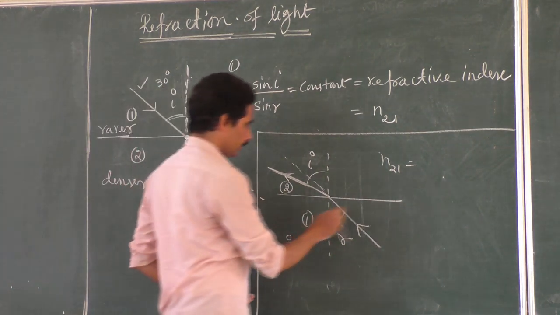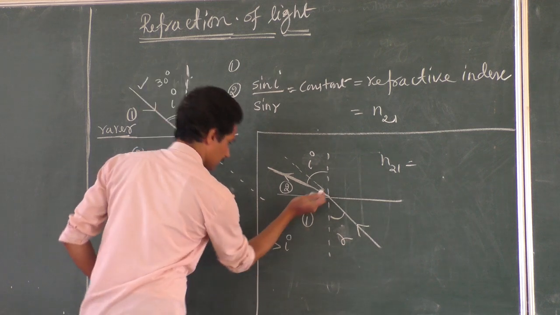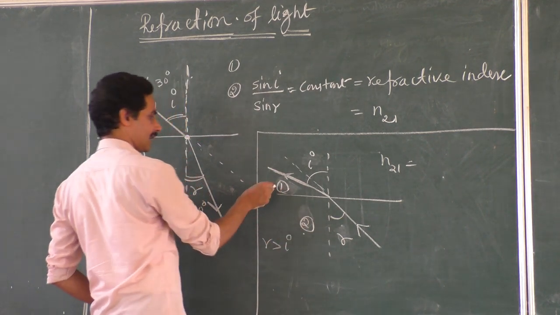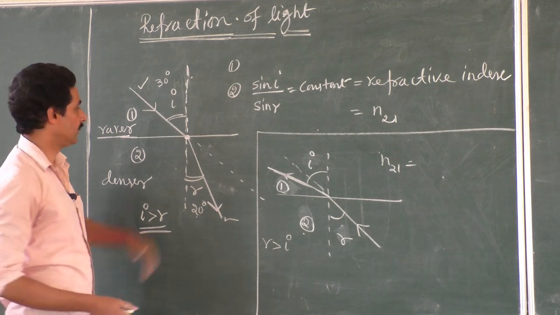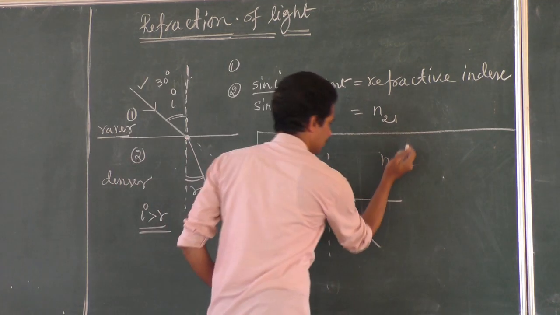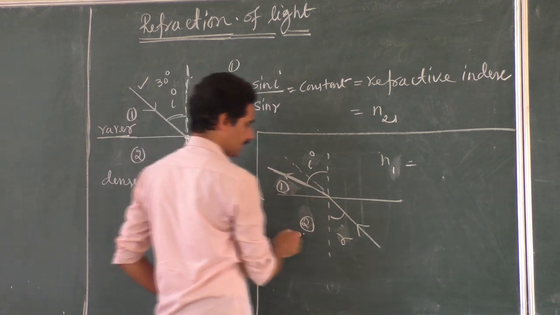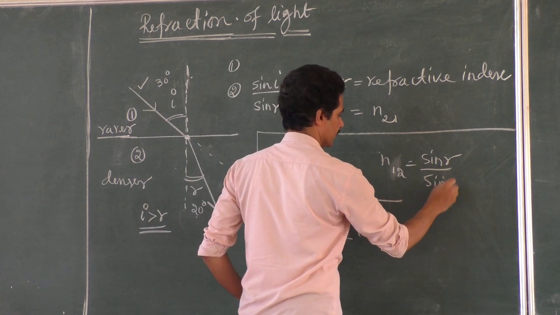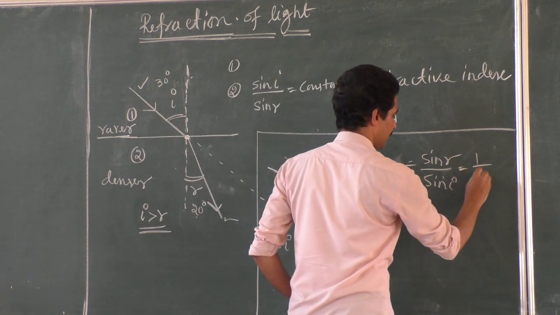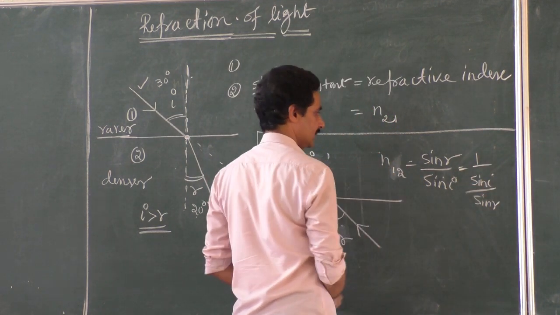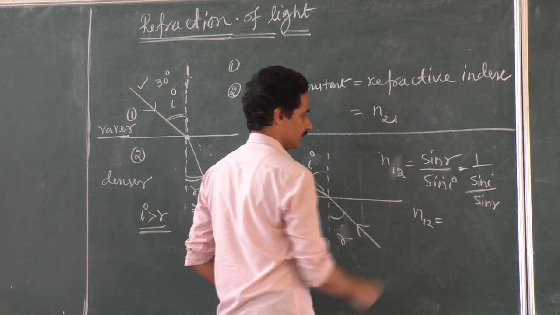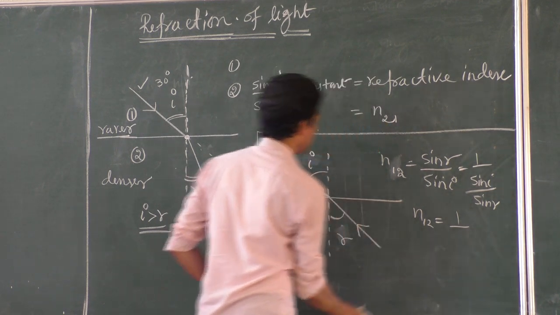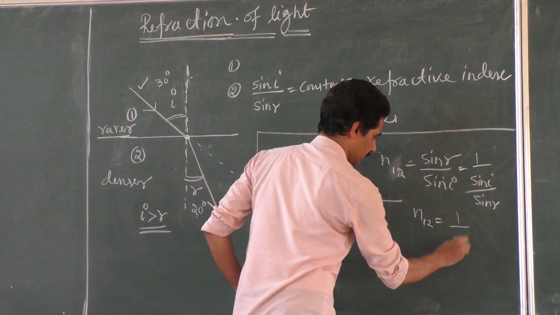So if you use N21, now 21 also has to be changed. This is 2 and this is 1, and now the ray is traveling from denser to rarer medium. It is doing quite the opposite of what it did here. So N21, the refractive index of the second medium with respect to the first medium, is the ratio of sine of the angle of incidence to the sine of the angle of refraction, which is nothing but 1 by sine I by sine R. You know this, we did all these things in the previous classes. N12 is equal to 1 by sine I by sine R, so yes, sine I by sine R is N21.